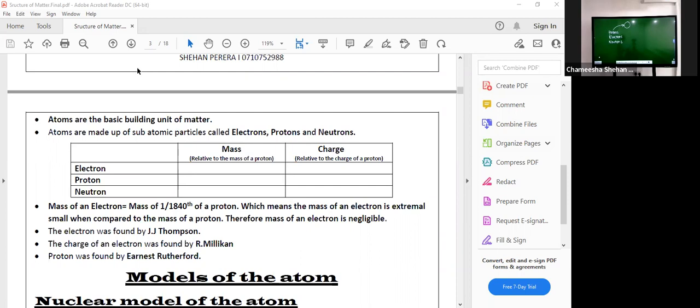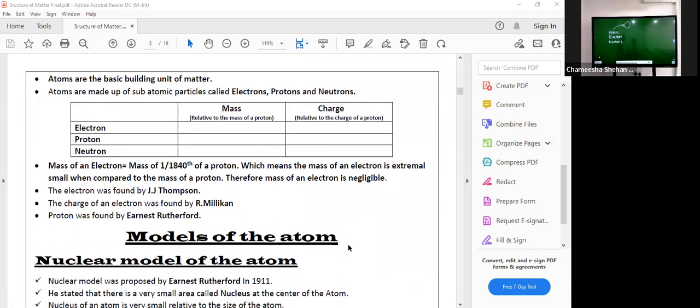That means all three physical states are built up of atoms. And the next thing is, atoms are made of subatomic particles called electrons, protons, and neutrons. Now they researched these subatomic particles and really wanted to find the mass of these and the charge of these, right?